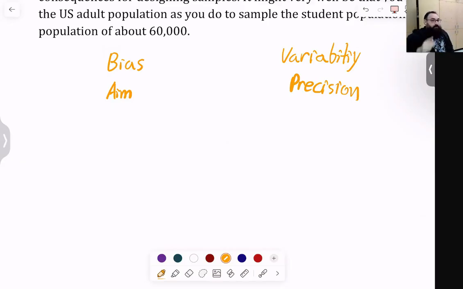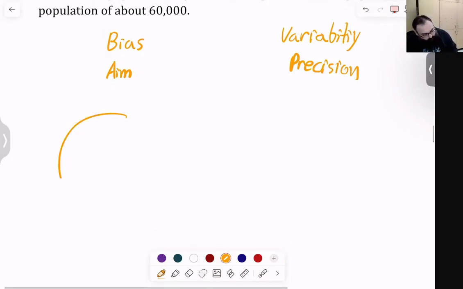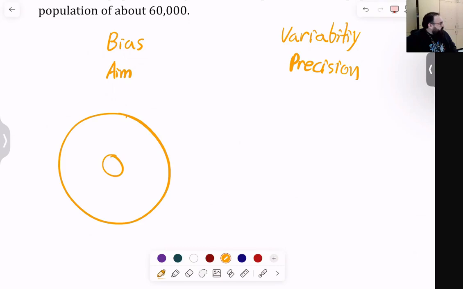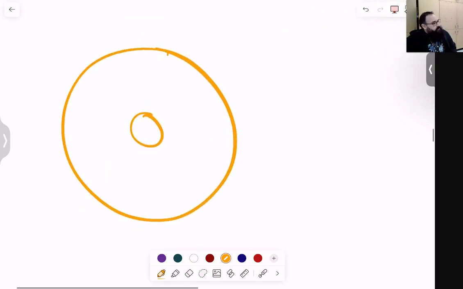So let's say my aim was off a little bit, and instead of hitting the star, I hit C-3PO, right? Was my aim off? But what if I was able to keep hitting C-3PO over and over and over? Even though my aim is off, my precision is high. And so I want you to think about a bullseye. And let's say we're trying to hit the bullseye. Something that's unbiased with low variability is going to look like this. Let's say I hit the bullseye and I'm aiming in the right spot and it's very precise. So there's low variability. It's really tightly compact.